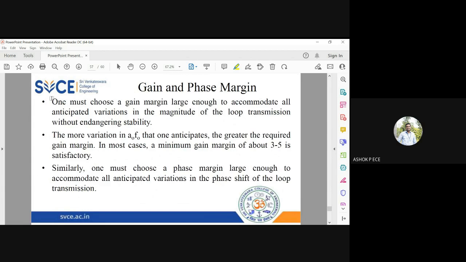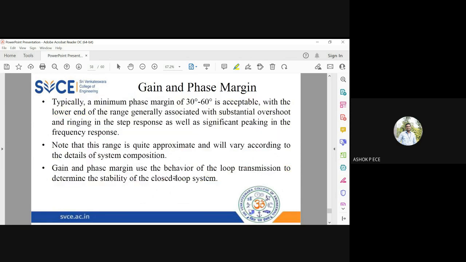So one must choose the gain margin as large to accommodate all signal variations. The gain margin has to be large. In most cases, a minimum gain margin of 3 to 5 dB is required. But the phase margin also has to be large to accommodate all the phase shift variations. So a typical phase margin of 30 degrees to 60 degrees is acceptable.